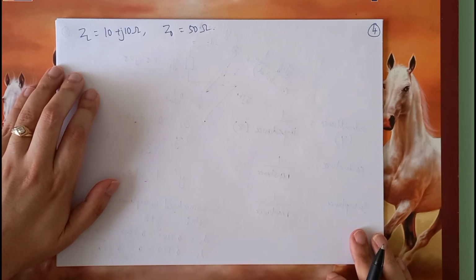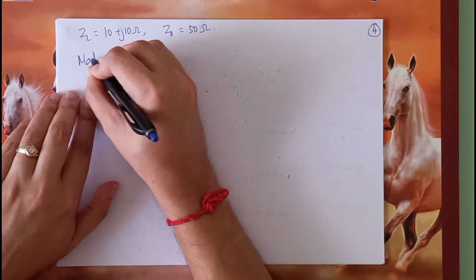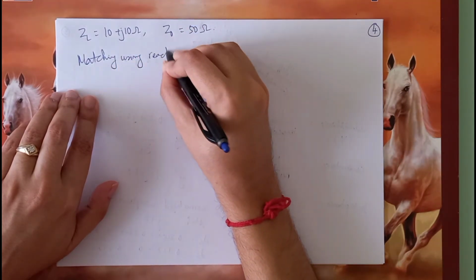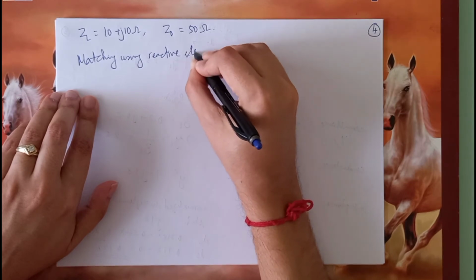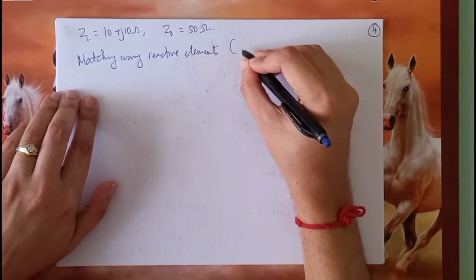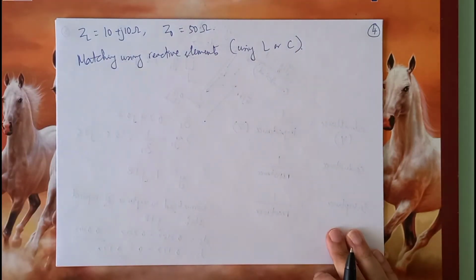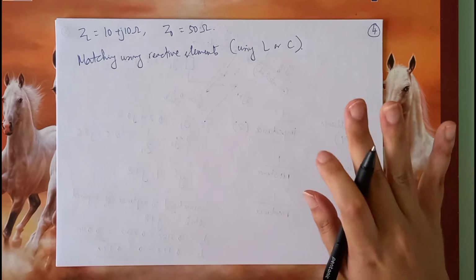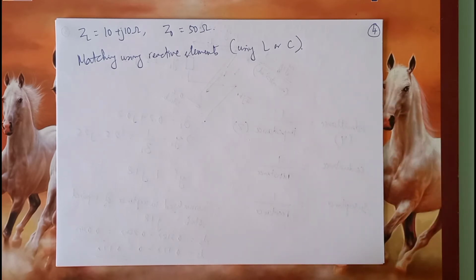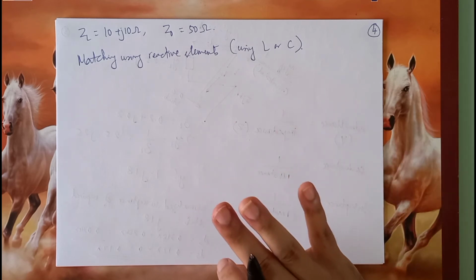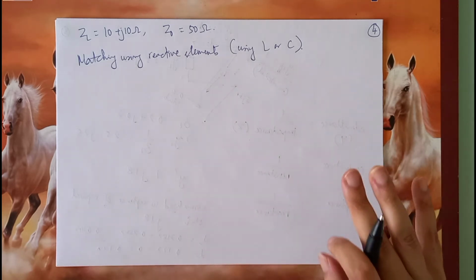Well, the other technique which we are going to talk about starting now, this is called as matching using reactive elements. That means using inductor or capacitor. For the time being, the assumption is that ideal inductors and capacitors are available at high frequencies, and therefore we could use them. That is the assumption. So to discuss the theory, that is fine.